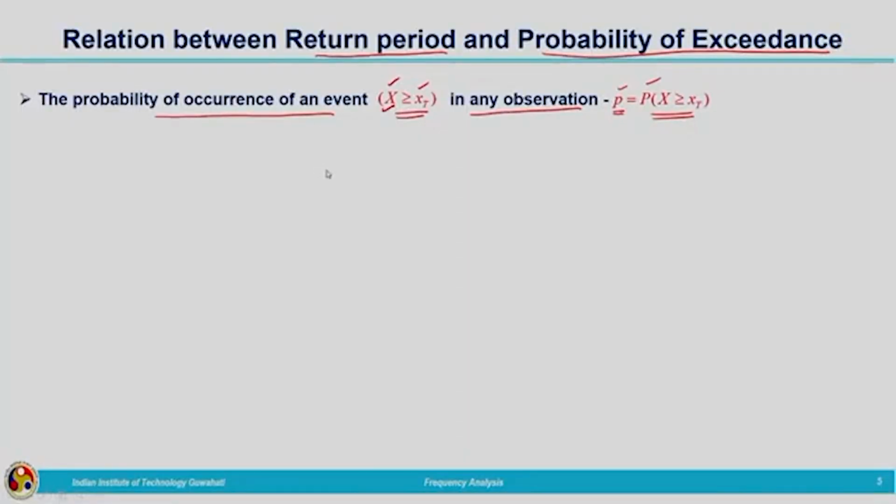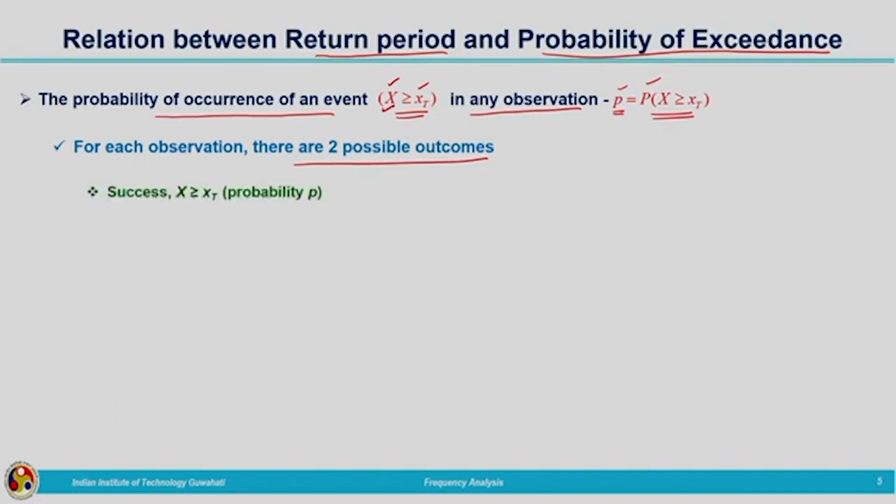So, the probability of occurrence of an event X greater than or equal to xT in any observation is represented by small p, and for each observation there are two possible outcomes. We are talking about every observation. For each observation there will be two outcomes, one is success and the other one is failure. Success means the occurrence of the event and failure means the non-occurrence of the event.